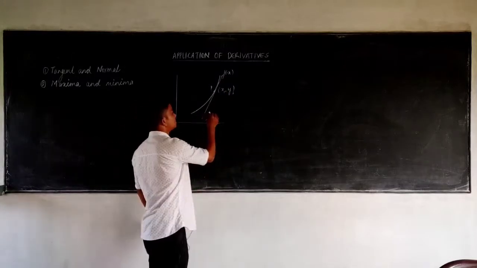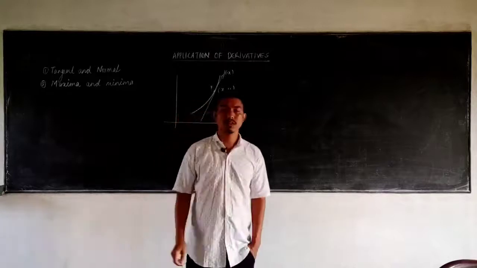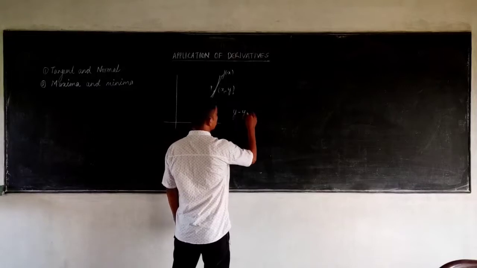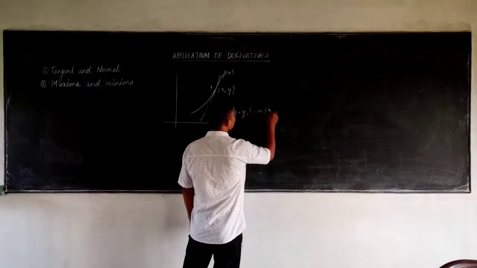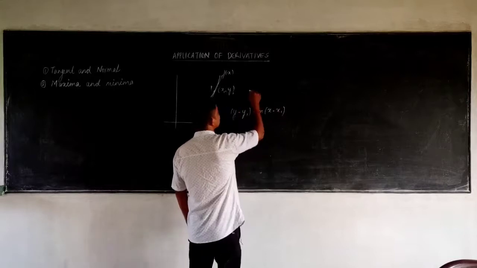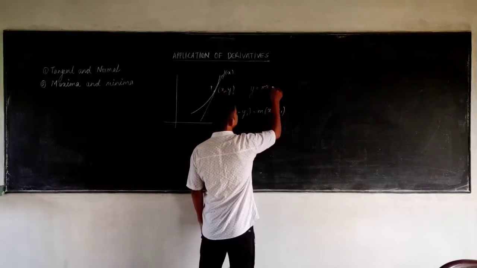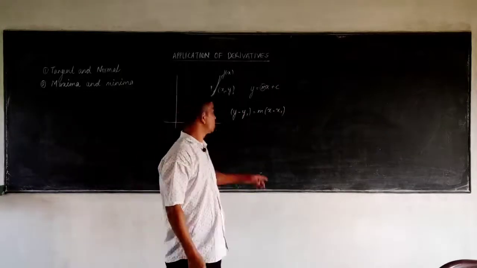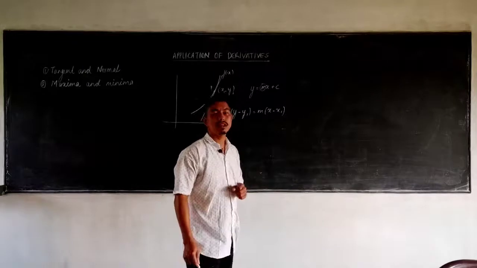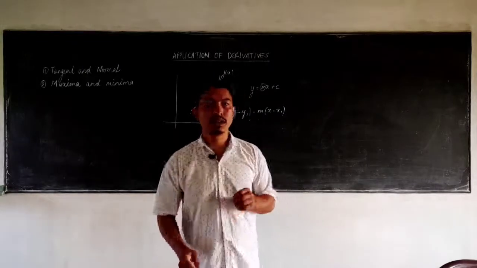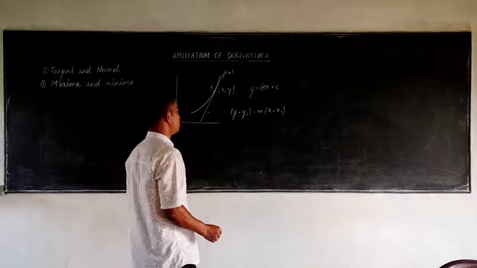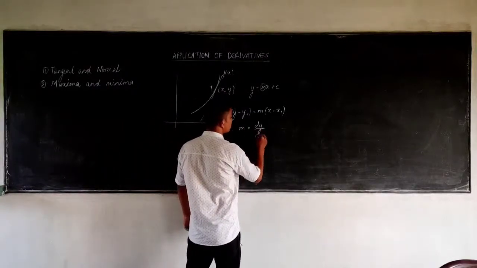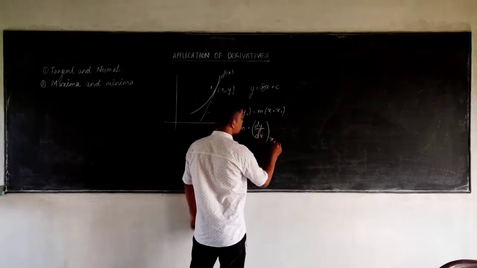The equation of this tangent: in coordinate geometry we have learned that the equation of a line can be given by y minus y1 equals m into x minus x1, which is of the form y equals mx plus c, where m is the slope. And we know that the slope of a given curve at a point can be easily determined by the derivative of that function at the given point. Therefore here m can be written as m equals dy by dx at the point x1, y1.